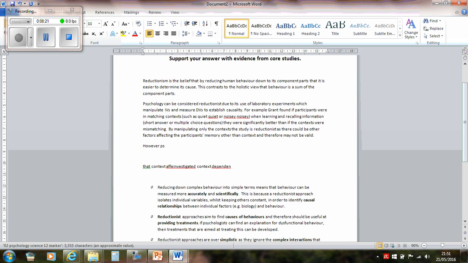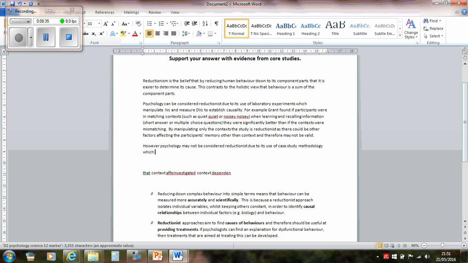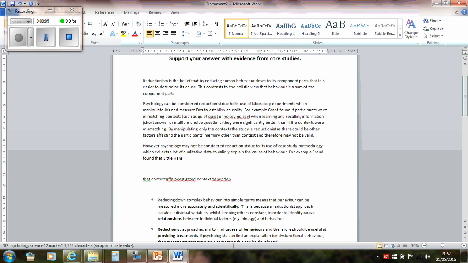However, psychology may not be considered reductionist due to its use of case study methodology, which collects a lot of qualitative data to truly explain the cause of behaviour. Maybe to validly, what's the terminology? Validly explain behaviour. For example, Freud found that Little Hans was experiencing the Oedipus complex.